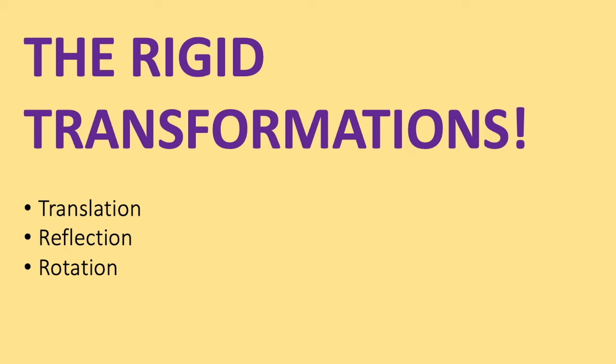Hi everyone, today we're going to be talking about the rigid transformations. The rigid transformations are translation, reflection, and rotation. You do these transformations on shapes or points or lines in a graph.